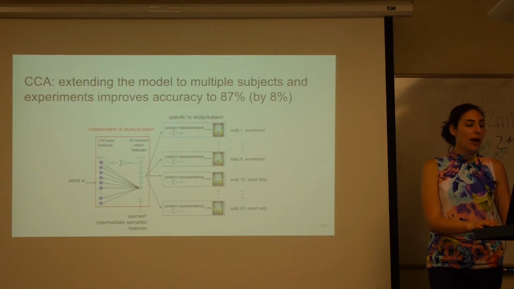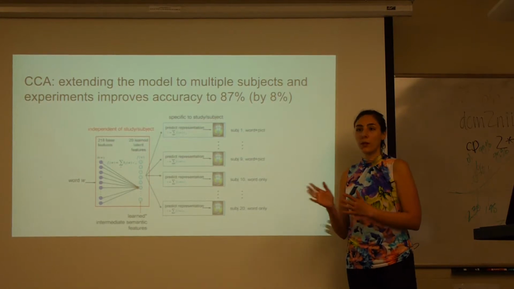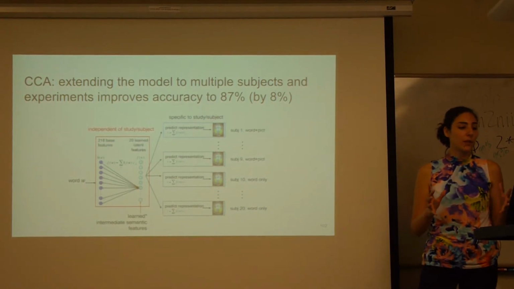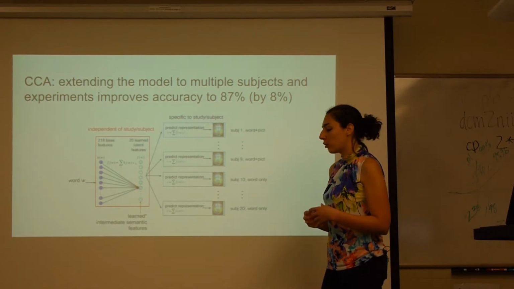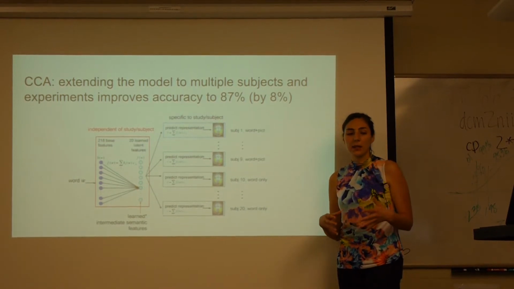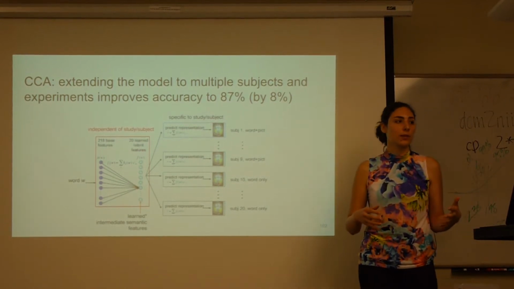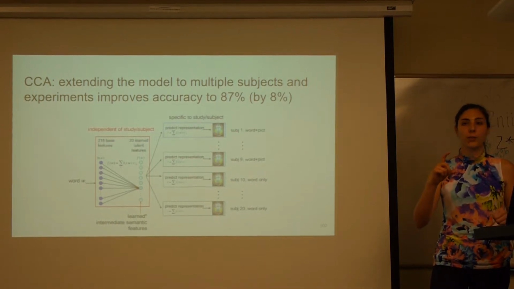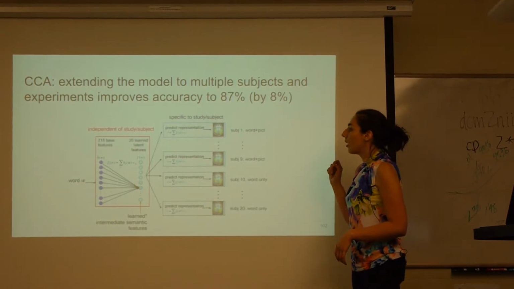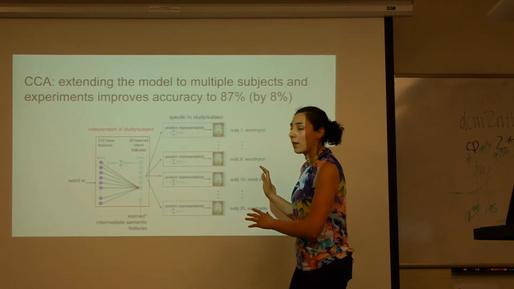Okay, so now how does CCA come in? We want to extend this model to multiple subjects to improve our accuracy, because we think that perhaps looking at semantics that is common across people can help us, instead of looking at semantics that are common for a certain person. So the way we do CCA here, this is a little bit of a busy slide, but I'll walk you through it.